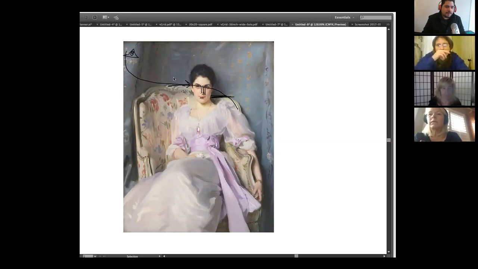Why? So that our eye comes in, sees her eyes, and then what happens? She sucks us into her. And she doesn't suck us all the way down into her belly, no. She sucks us right into that smile. Then he puts that little tiny value shift, boom, and then brings us out.